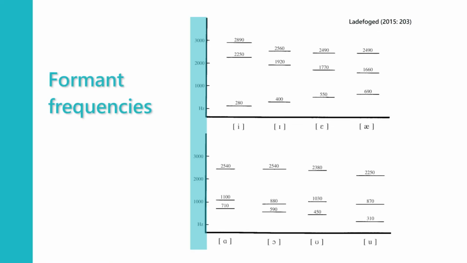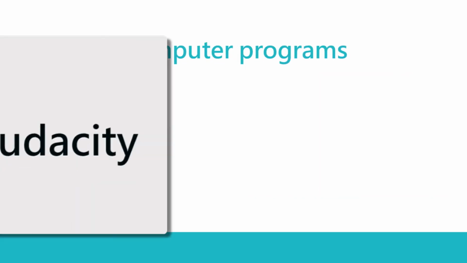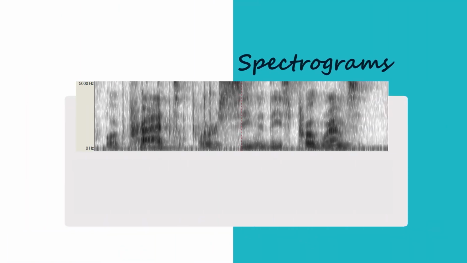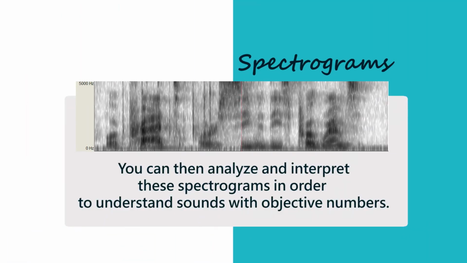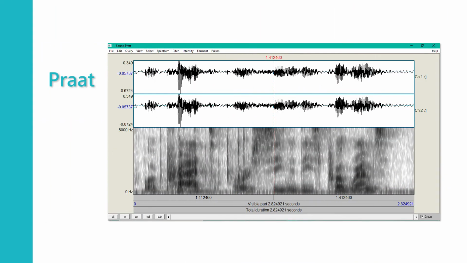How do we get these numbers? There are certain computer programs, often freely downloadable, that can help you analyze sounds by showing their components. Two of these programs are Audacity and Praat. Using such programs, you can get a visual of the sounds known as the spectrogram. You can then analyze and interpret the spectrograms in order to understand sounds with objective numbers. This one is a spectrogram.